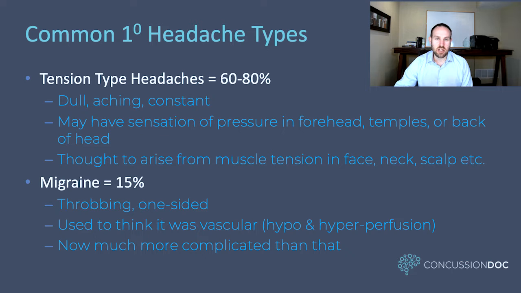They are dull and aching and constant in how they feel, versus migraine, which is more of a throbbing or pulsatile quality. So migraine is more of a throb, whereas tension type and even another type we're going to talk about, cervicogenic, is more of a constant, dull, aching pain that doesn't go away. Migraine actually goes away. So there's a differentiating feature there, and migraine is pulsatile.